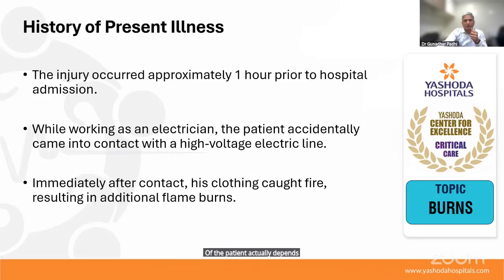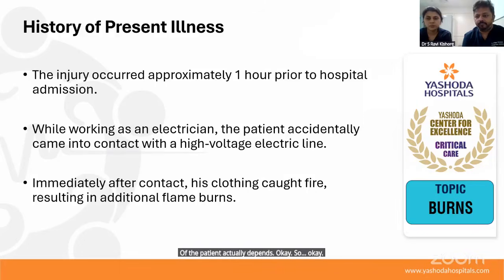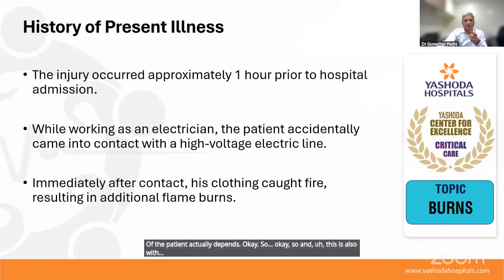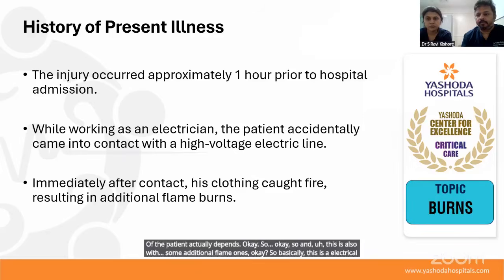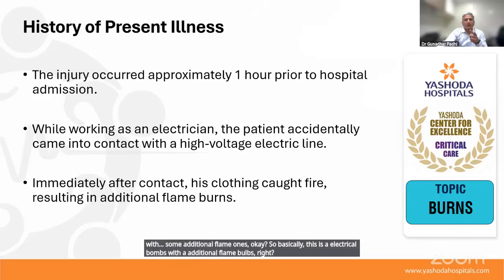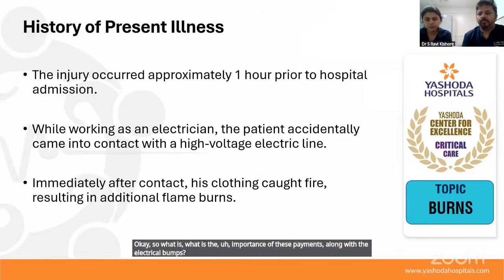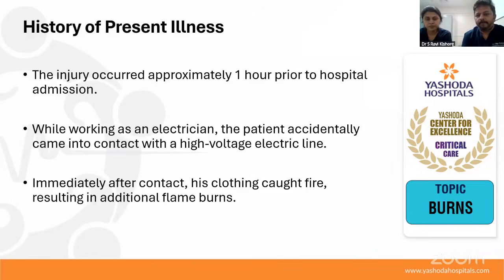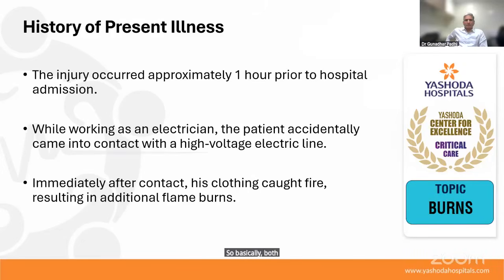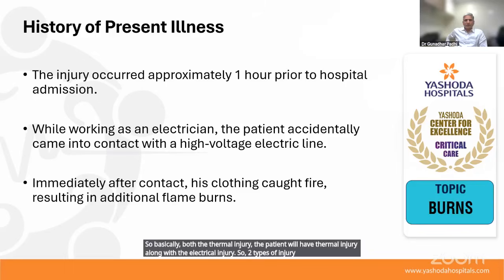Okay. And this is also with some additional flame burns. So this is an electrical burn with additional flame burns, right? Yes, sir. Okay. So what is the importance of these flame burns along with the electrical burns? Basically, the patient will have thermal injury along with the electrical injury. So two types of injuries you can expect here, the effect of the thermal injury and the electrical injury.